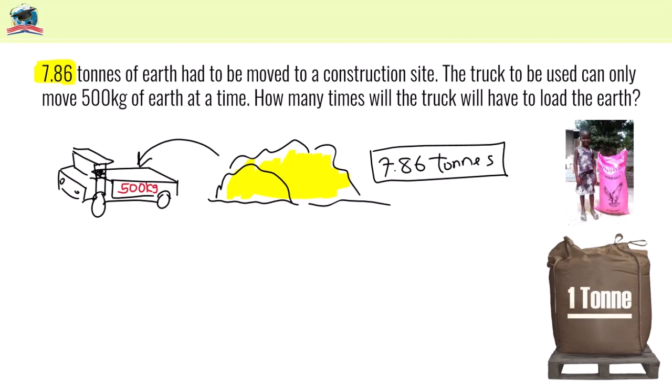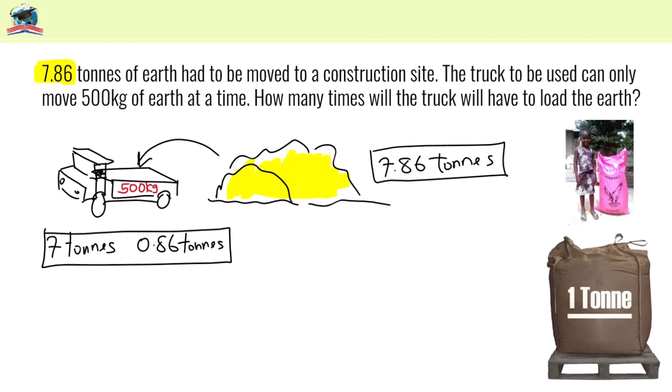7.86? Good. Now, if we take that, we have 7 tons, and then we've got 0.86 tons. Now, why can't we do this? Why can't we just take everything here and convert it to kilograms? That would be awesome.